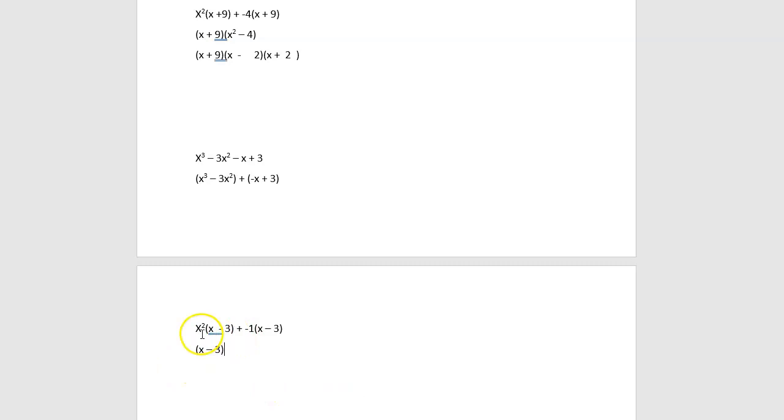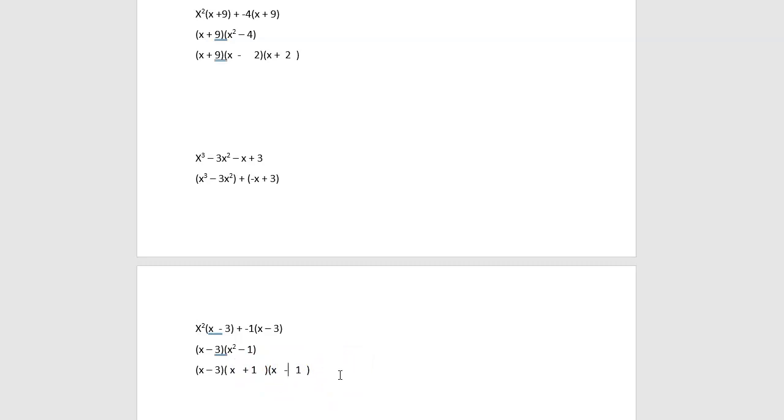When I yank that out, I'm left with an x squared and a minus 1. So x squared minus 1. Now notice again that here we have a difference of squares in these parentheses. So just like we did with the last one, let's factor further. 2 sets of parentheses. Square root of x squared is x. Square root of 1 is 1. And we need one negative, one positive. It doesn't matter what order we put them in.